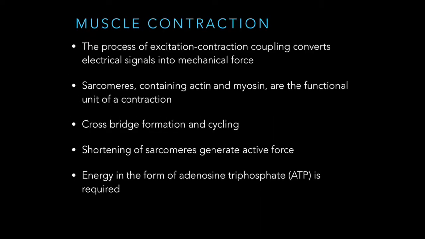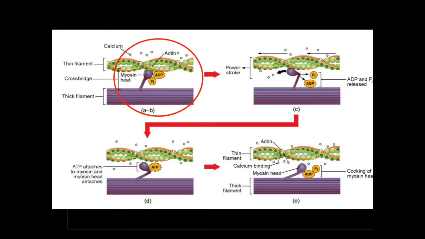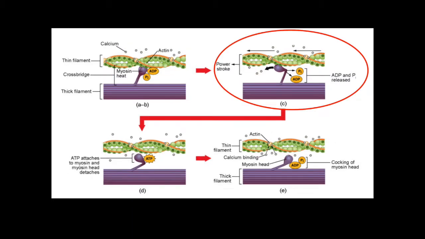As seen in all skeletal muscles, the conversion of electrical signals to mechanical force occurs through excitation-contraction coupling. Actin and myosin proteins of the thick and thin filaments interact to form cross bridges. The filaments slide together, causing a shortening of the sarcomere, creating active force. The release of ADP and inorganic phosphate occurs as the head of the myosin continues to pull on actin.